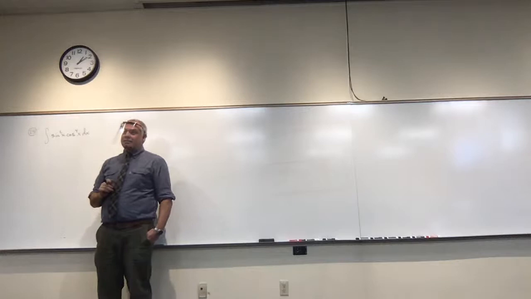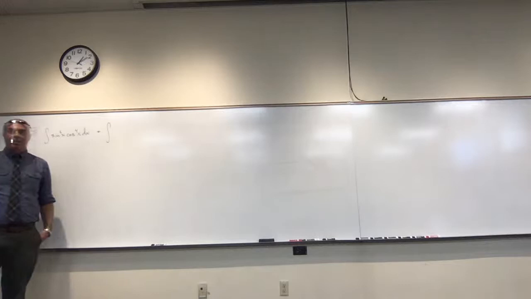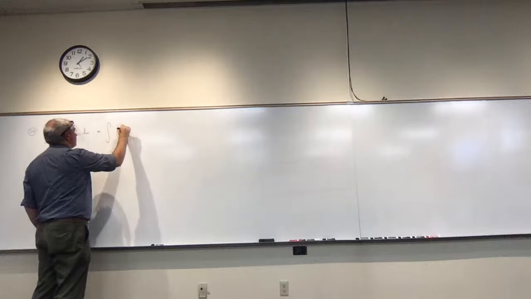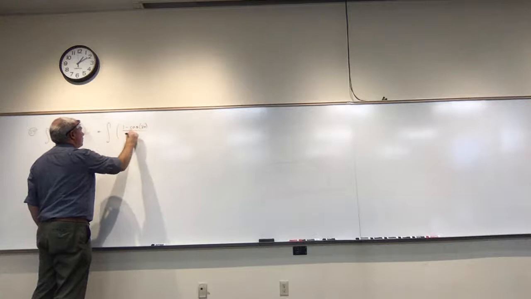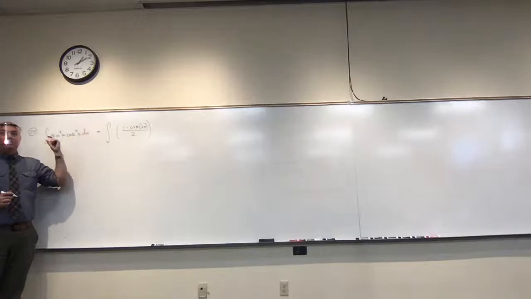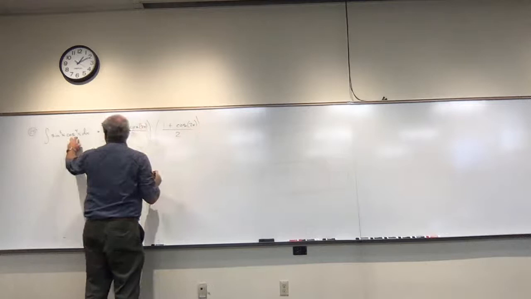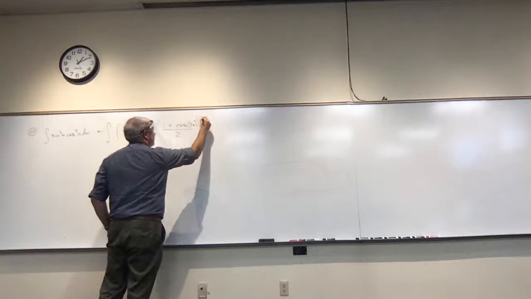So let's replace sine squared of x with its half angle identity. Does anybody know what that is? Well, 1 minus cosine 2x over 2. Yep. And then this one is really cosine of x squared, squared. Cosine squared of x's half angle identity is 1 plus cosine of 2x over 2, so cosine to the fourth of x is that squared dx.